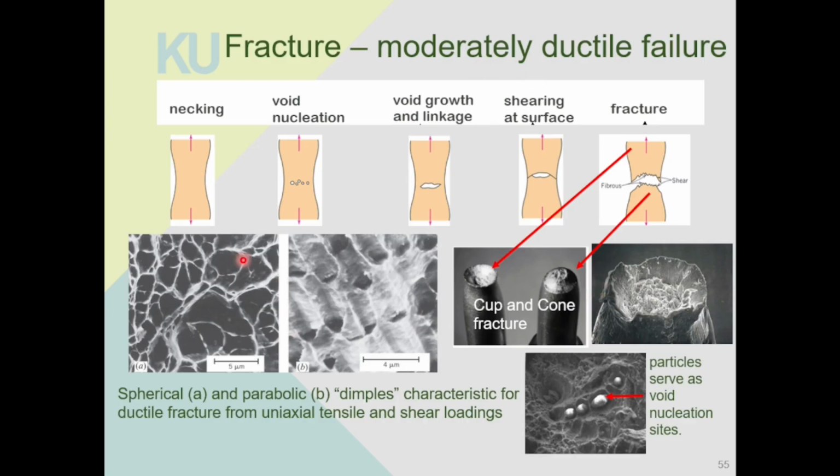Okay, so if it is a tensile loading, you would get more spherical dimples. But if you get parabolic dimples, like in this picture here, that usually means your specimen is experiencing shear loading. Okay, so this is moderately ductile fracture.